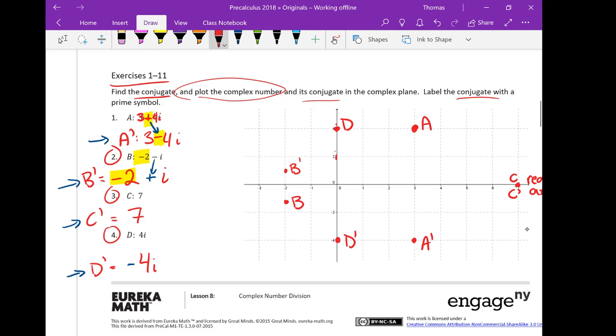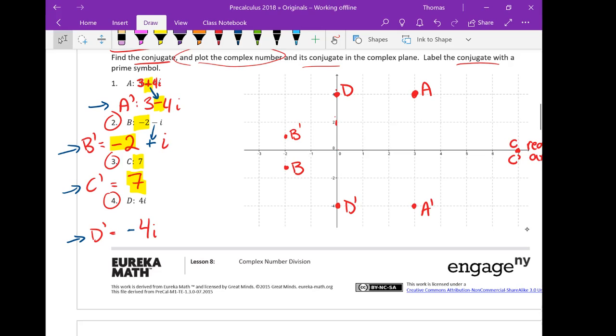And so for number 2, for b, the real part of negative 2 stays the same. The imaginary part was originally negative i. We changed it to positive i. Same thing for c. c was originally 7. That's the real part, and there's no imaginary part, so there's nothing to change in this number. Another way to think about it maybe is 7 plus 0i. Well, if we were going to change the sign on that, it would just be 7 minus 0i. But it's really no different. It's really just still 7. And then in part 4, positive 4i, we change that to a negative 4i because that is our imaginary part.